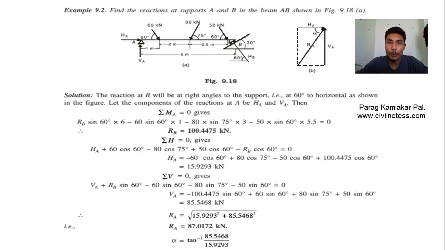Here there are some supports: a hinge support is here, and a roller support is here. The roller support is inclined at a certain angle, which is 30 degrees. And a point load with some inclination is given over here. So what we have to do is find the reaction at support A and B. We have to determine the support reactions at A and B as shown in the figure.